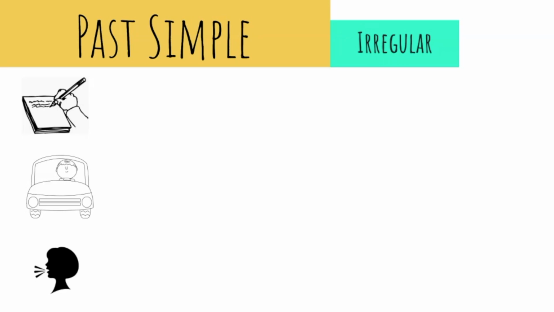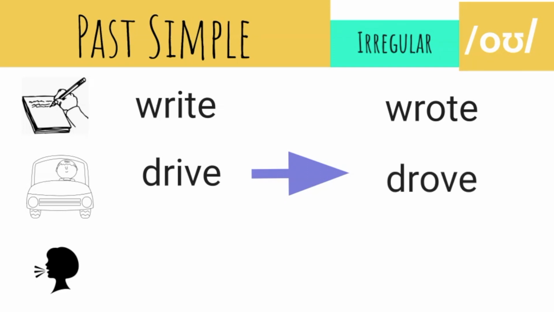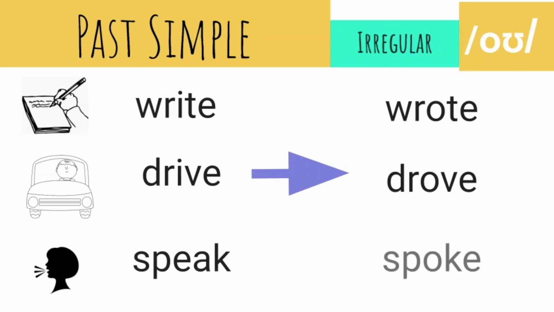Let's look at some more irregular verbs in the past simple. This group of verbs use the O sound. Write, wrote, drive, drove, speak, spoke.